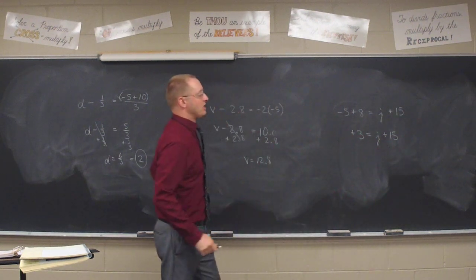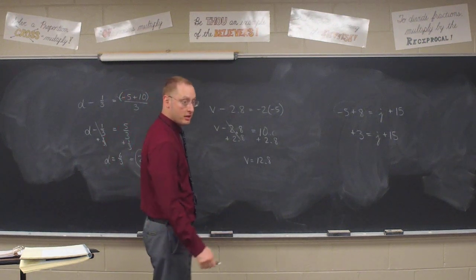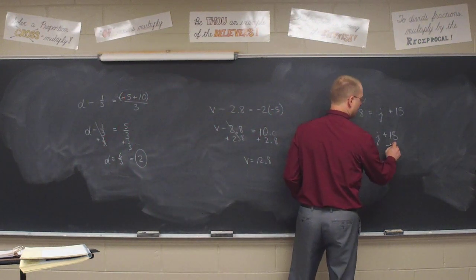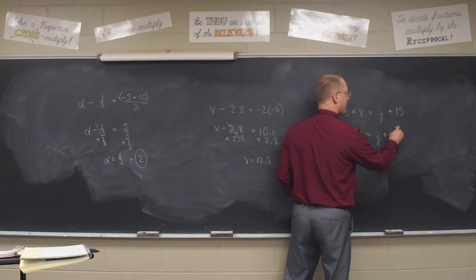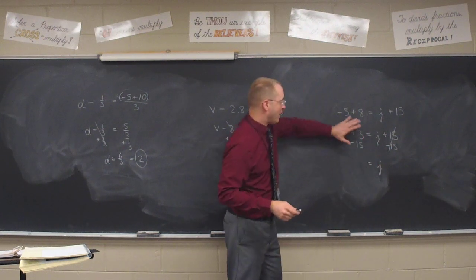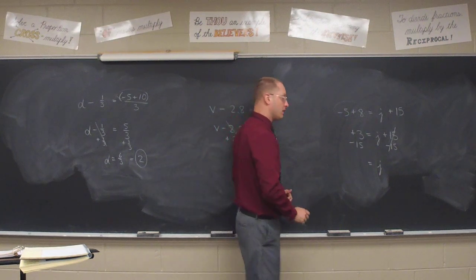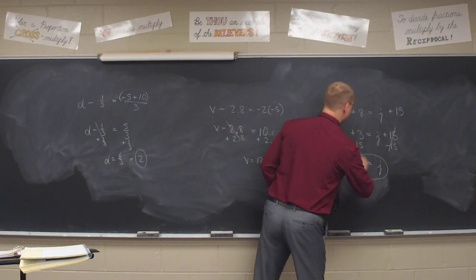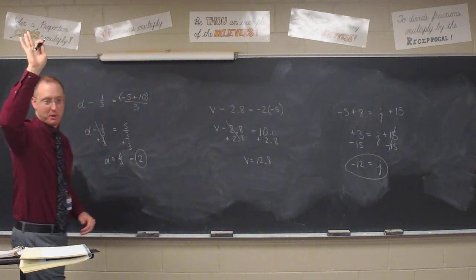Now, Jalen, what do we need to do to get the j by itself? Now you do the inverse. Negative 15 on both sides. Good. So I've got the j all by itself, it's isolated. Now over here, negative 3, positive 15, negative 12. How many had j equals negative 12 on number 18?